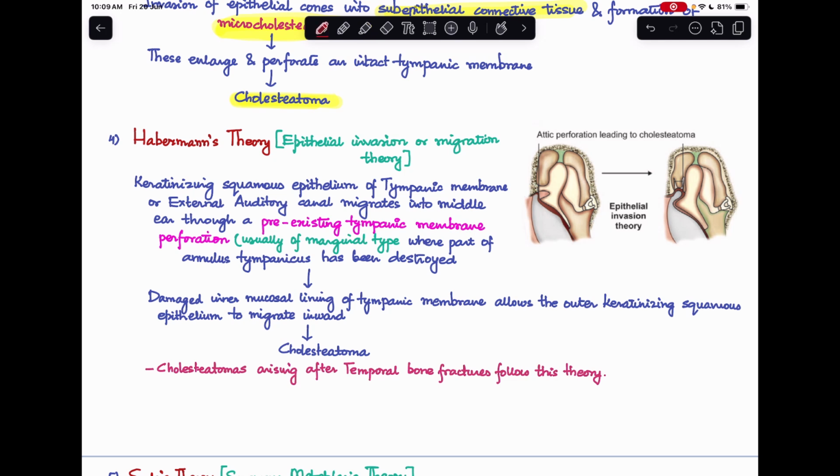If you see in the image over here, there is a pre-existing perforation right here in the attic. Through this, either the outer layer of the tympanic membrane or the lining of the external auditory canal starts to migrate towards the middle ear. And the damaged inner mucosal lining of the tympanic membrane allows this keratinizing squamous epithelium to migrate inward, leading to the development of cholesteatoma. We have seen that cholesteatomas which arise after temporal bone fracture more commonly follow this theory. So this is known as the epithelial invasion theory, where we already have a pre-existing perforation.